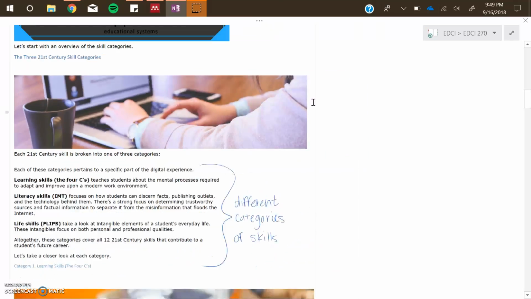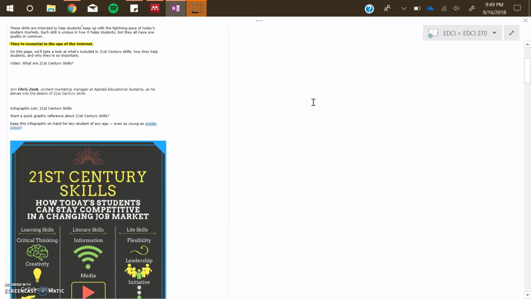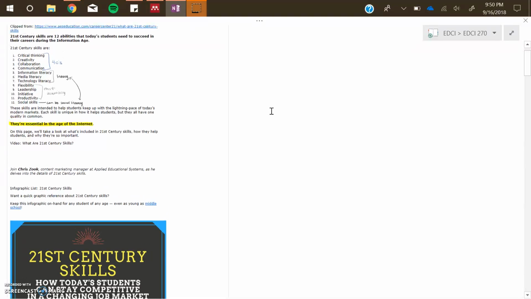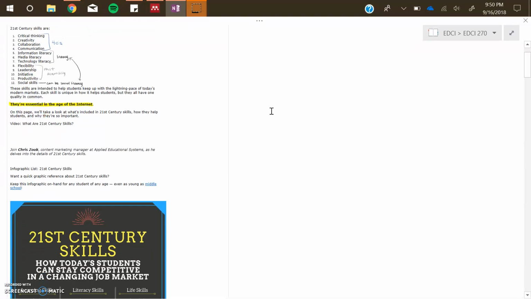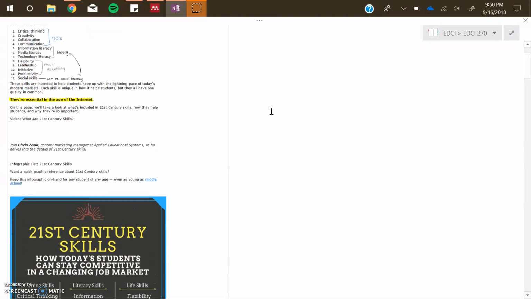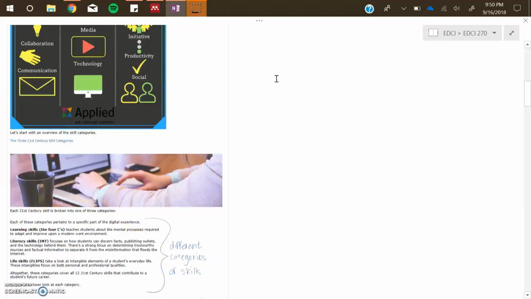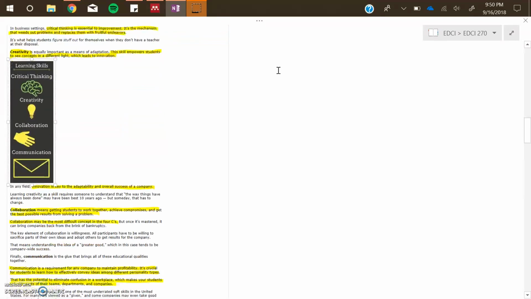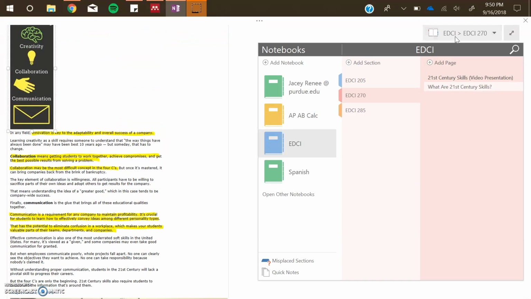So when we were talking about 21st century skills, I found this article online. You can see where I clipped it from. That was really helpful. It does mention a few more than the ones we talked about. But I went through and I grouped them and they explained them really well. Made some notes here on how they're defined and how they can be used in the classroom.